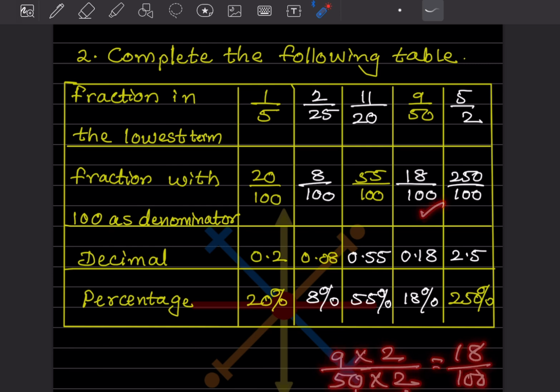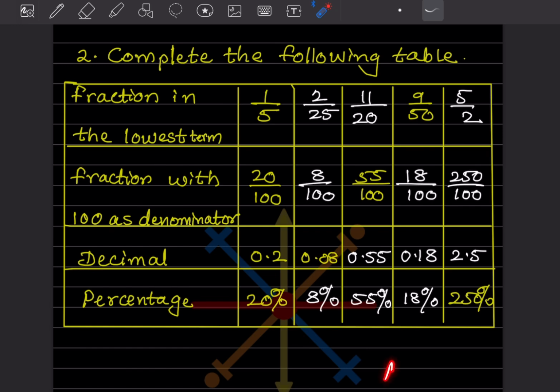So 18 by 100. Now for decimal, 18 divided by 100 means you will write here 18, and there are 2 zeros, so you are going to go backwards by 2 and put a decimal: 0.18. So from this number to percentage means you will write here 0.18 into 100. So you will write here 18, put 2 zeros, and then you will go backwards by 2. That is going to be 18%.